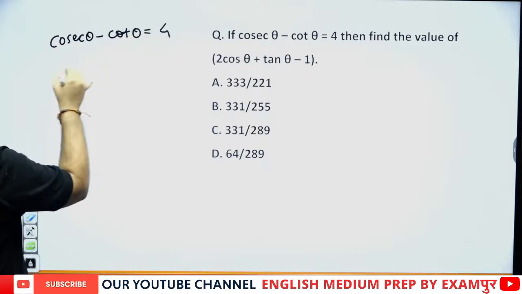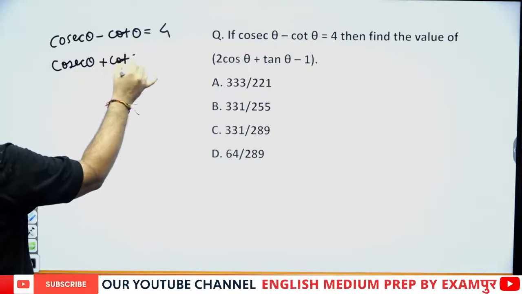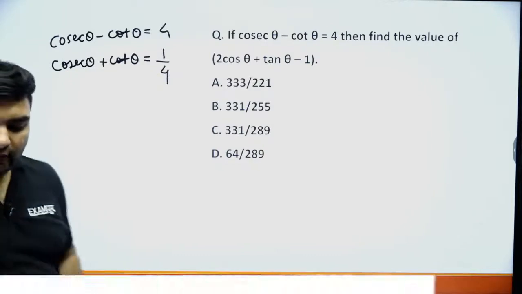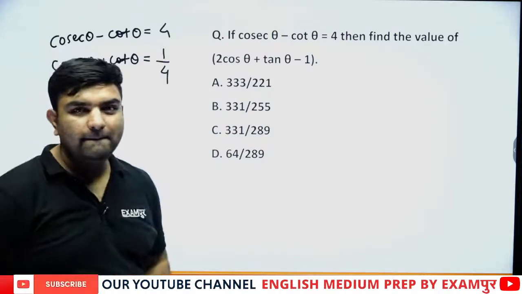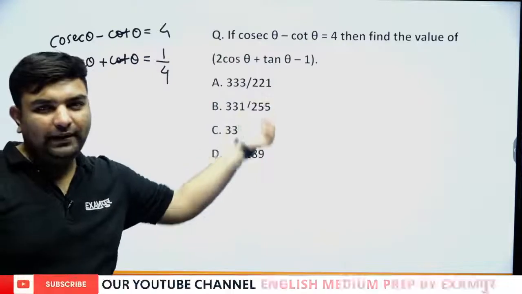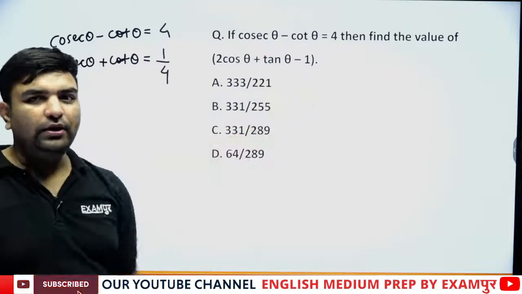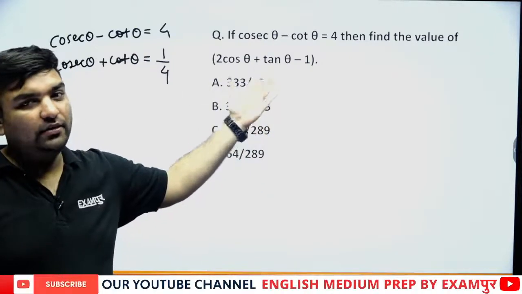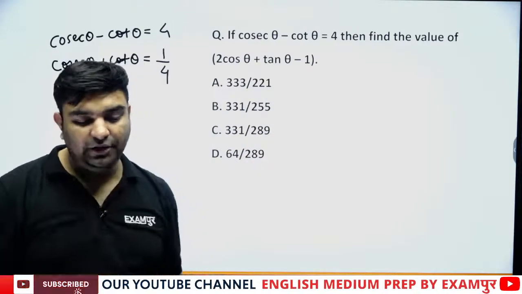Cosec theta minus cot theta is given. So cosec theta plus cot theta is going to be the inverse of it. We need to do it completely, guys. As you know, there is cos theta as well, there is tan theta as well. Cos theta is generally less than 1, tan theta can be anything. So we need to do it completely.